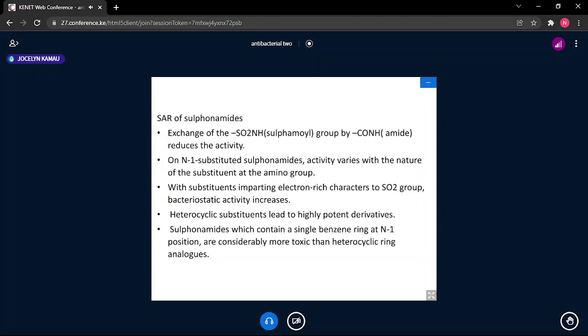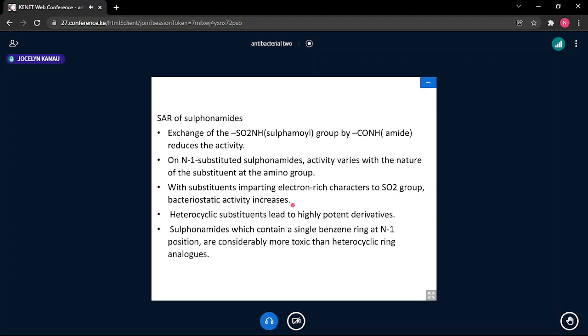The sulfur must be there, cannot be replaced with anything else. If you do so, you will abolish activity. Exchange of this sulfamoyl group by an amide reduces activity. So the sulfamoyl group is also important for optimal activity. On N1 substituted sulfonamides, activity varies with the nature of the substituent group, with substituents imparting electron-rich character to the sulfamoyl. Notice now the sulfone group, bacteriostatic activity increases.